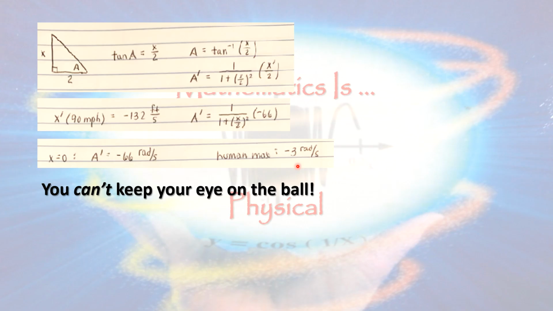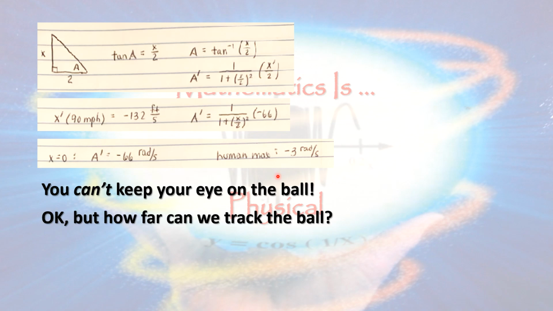Human beings can only accurately track moving objects at rates up to 3 radians per second. 66 radians per second is way beyond our abilities. It is impossible to keep your eye on the ball. So we now have another question for the calculus problem. Where is the ball when the rate of change reaches that human limit of 3 radians per second?